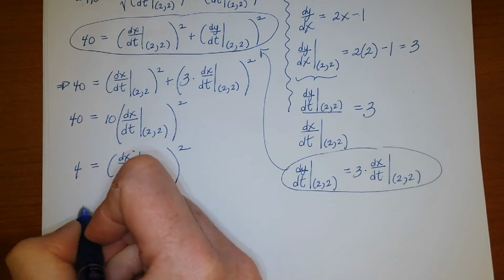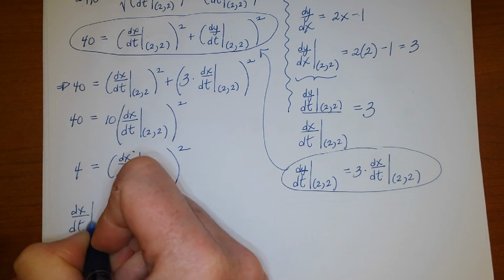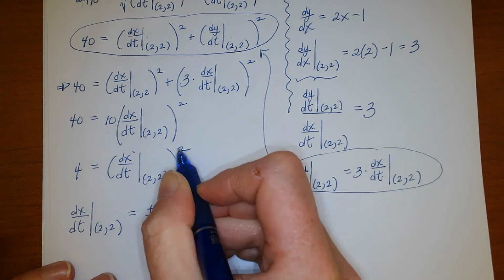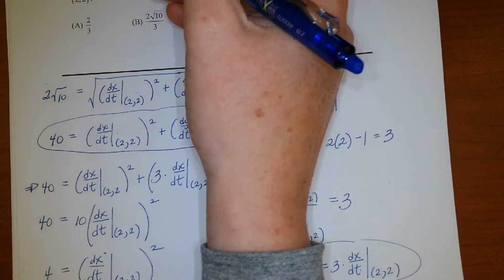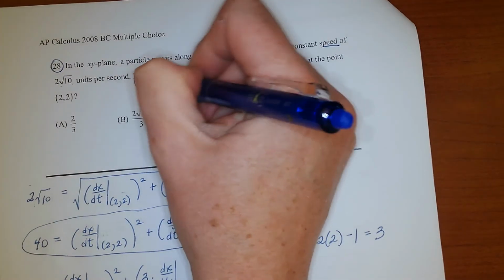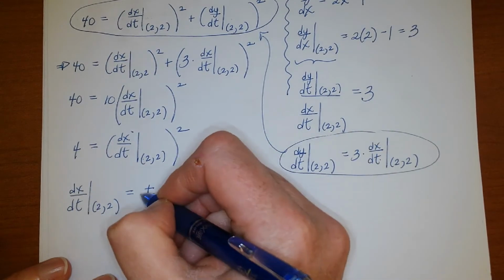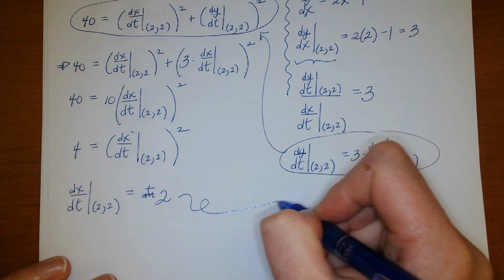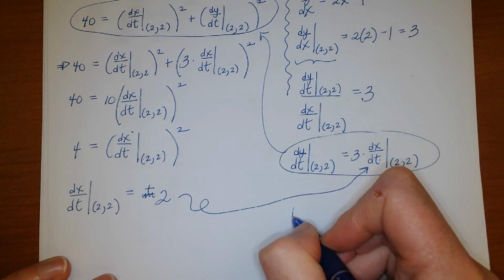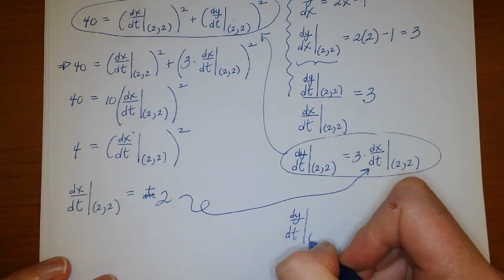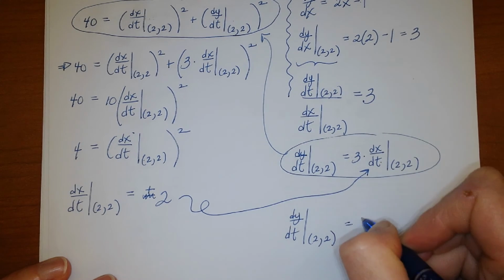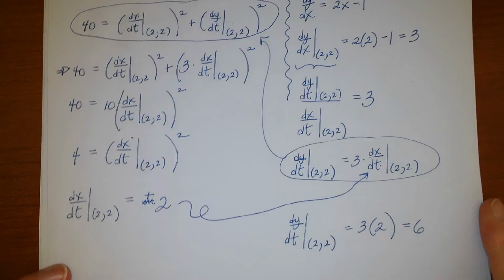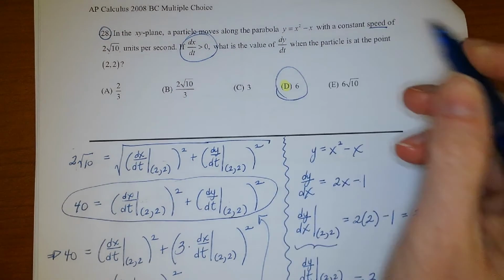That would mean that dx/dt at the point (2, 2) could be either positive or negative 2, since you're squaring it and getting 4. But that's why they set up that dx/dt is positive, so you could rule the negative out. And if that's 2, then you could plug that in right there, and that would tell you dy/dt would be 3 times 2, which matches up with D.